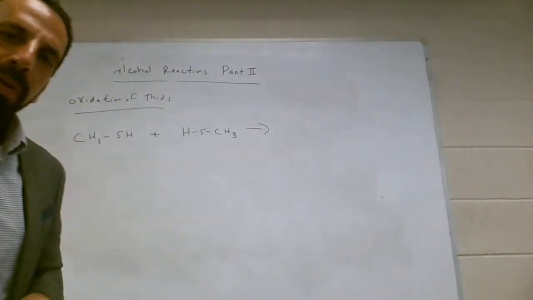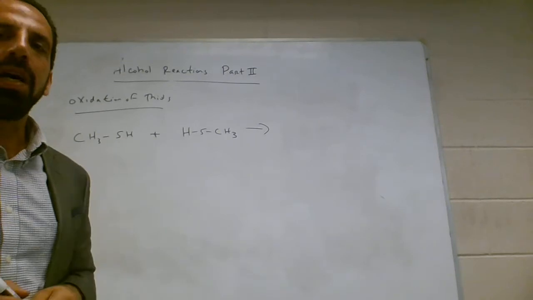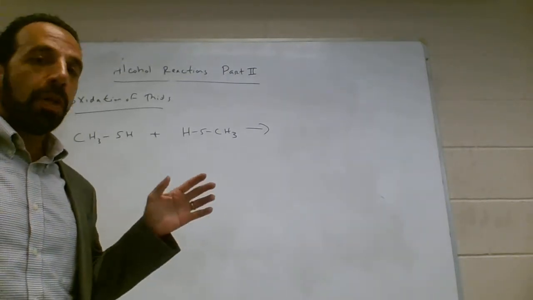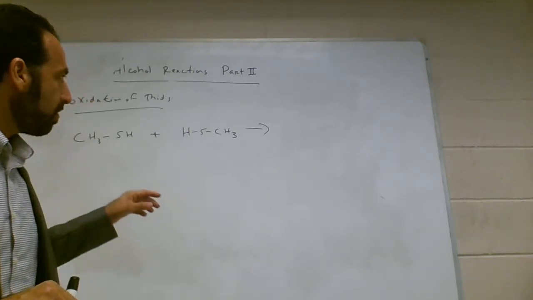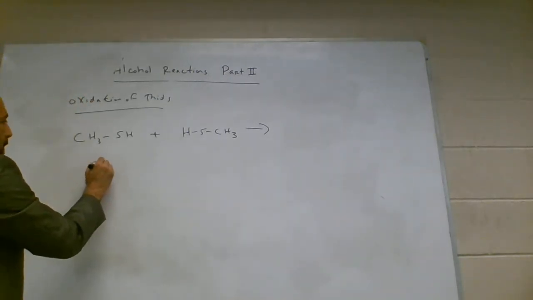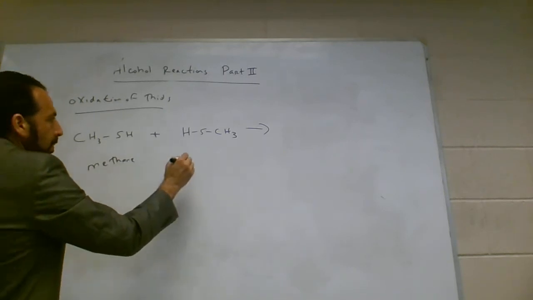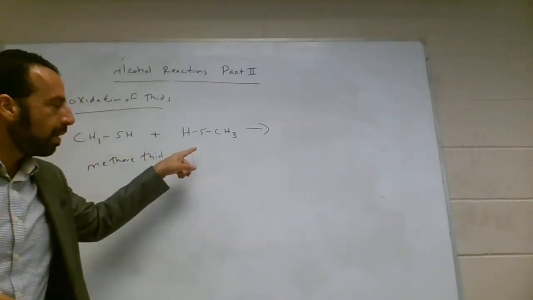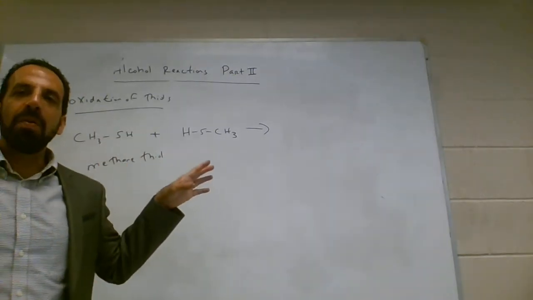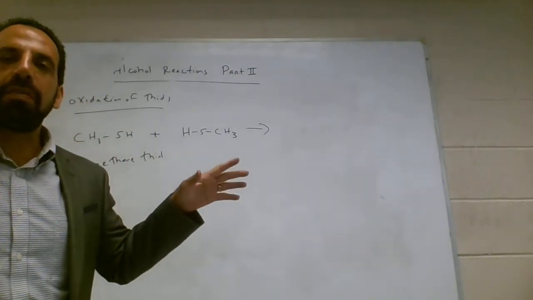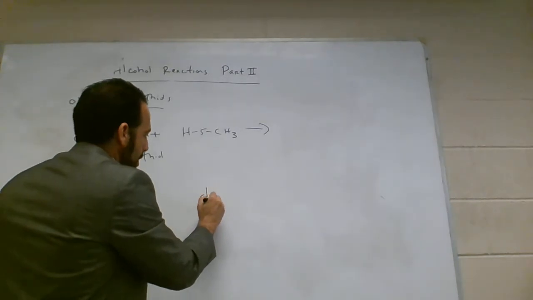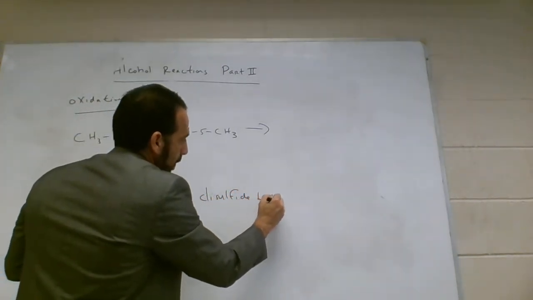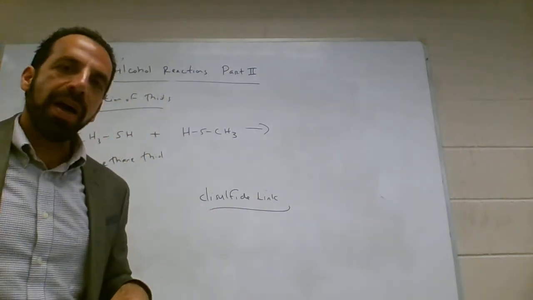Just to finish this up, let's talk about thiols quickly. Thiols can undergo oxidation, a little bit different than with the alcohol. So for instance, say I have methane thiol. Say I have 2 of these. What's going to happen with this? I'm going to form what they call a disulfide link.